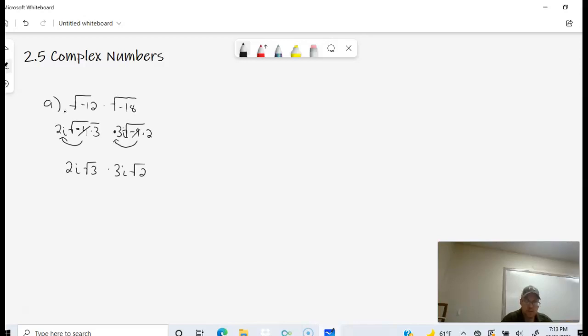Alright, so now I've got 2i times 3i is 6i squared. And 3 times 2 under the radical is going to become the square root of 6. But I need to recognize this guy. We said earlier that i squared is equal to negative 1. So I'm going to replace i squared with negative 1, and I'm going to have negative 6 square root of 6 as a solution to this one.